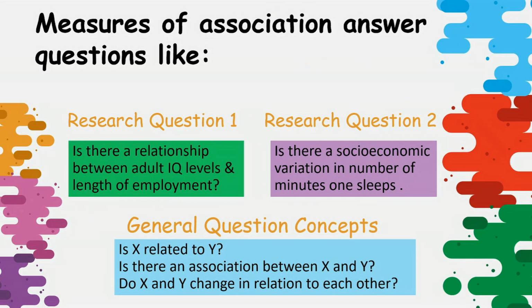Some of the research questions that you might see will be something along the lines of, let's say, is there a relationship between adult IQ levels and length of employment? Or is there a socioeconomic variation in the number of minutes one sleeps? So in general, we're asking, is X related to Y? Is there an association between X and Y? Do X and Y change in relationship to each other? This is the way that the questions are set up, and these are the answers we're seeking to gather from our correlation.